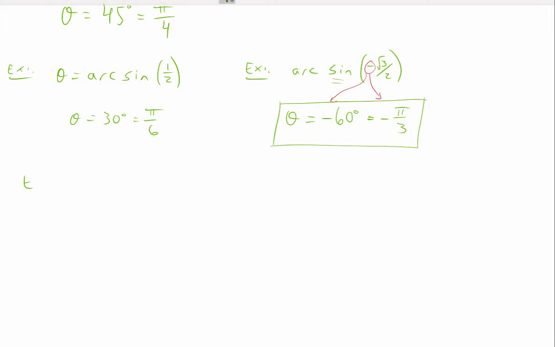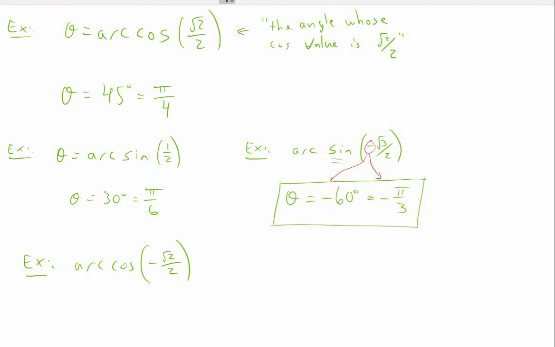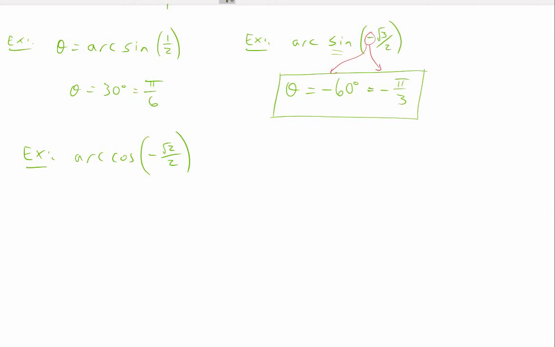That's simple. What if we took arc cosine of a negative ratio? Say arc cosine of negative square root of 2 over 2. Well, we already did arc cosine of positive square root of 2 over 2. And remember that the angle for whose cosine function value is square root of 2 over 2, that angle is 45 degrees. Okay, but that is not our answer. Our answer needs to move into the 2nd quadrant. So really, for cosine, this is a reference angle, and we need to put it into the 2nd quadrant.